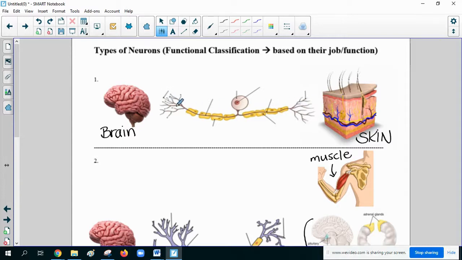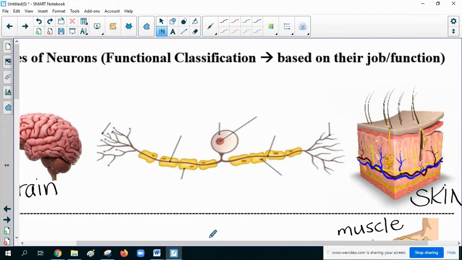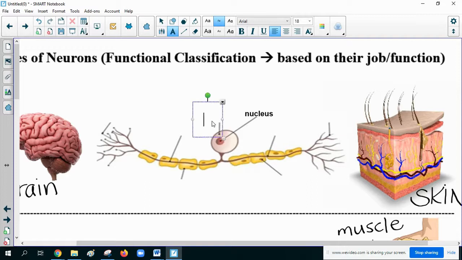So I'm going to go ahead and label its parts. It has all the same parts. It's just organized or structured a little differently. So if you remember, the way to find the cell body of a neuron is to find its nucleus. In this neuron, the nucleus is right here. So if that's the nucleus, that means this round part right here must be the cell body.